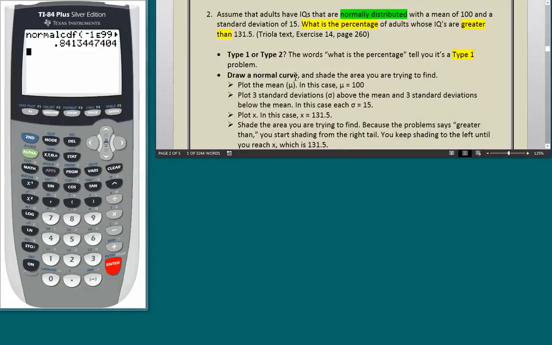Now we're going to draw our normal curve and shade the area we're trying to find. We're going to plot the mean. We're going to plot 3 standard deviations. We've already done all this stuff, so this is just like we did on the last one. Then it says plot x, which in this case is 131.5, and then shade the area we are trying to find. Because the problem says greater than, and I highlighted that phrase up here, you start shading from the right tail. You'll be shading on the right, and you keep shading to the left until you reach x, which is 131.5.